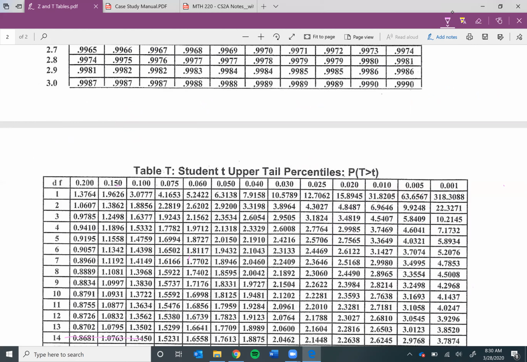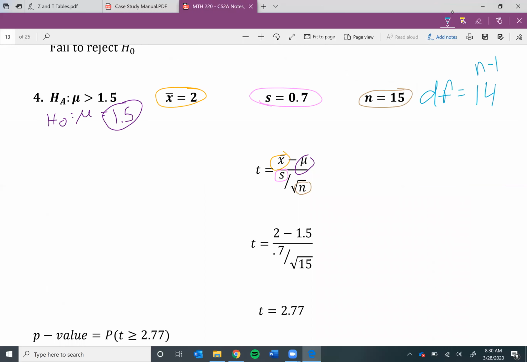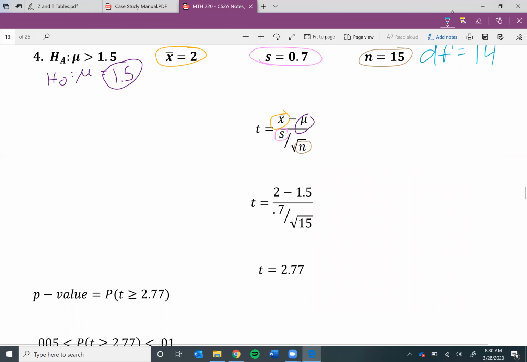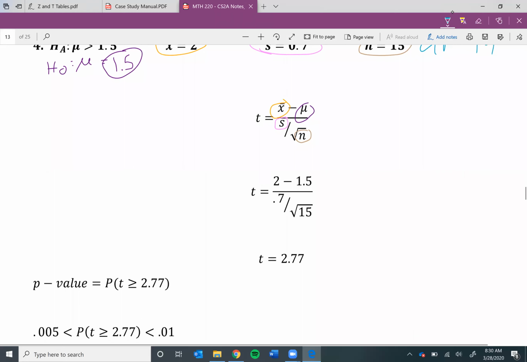We're looking for the number 2.77. So 2.7, oh, maybe right in here. Between 2.6 and 2.9. So then we go up and we say, hey, our p-value is between those two probabilities. So 0.005 and 0.01.